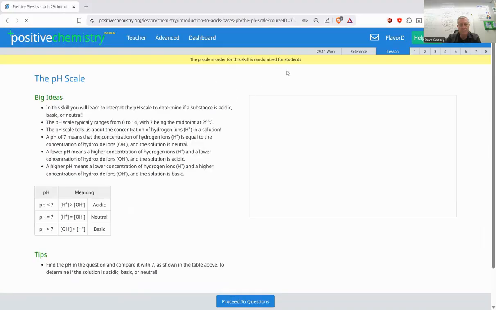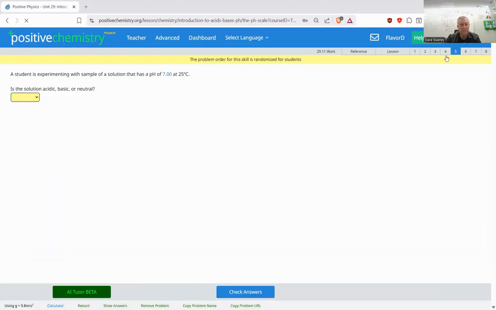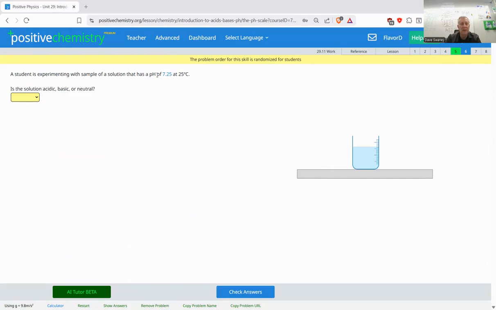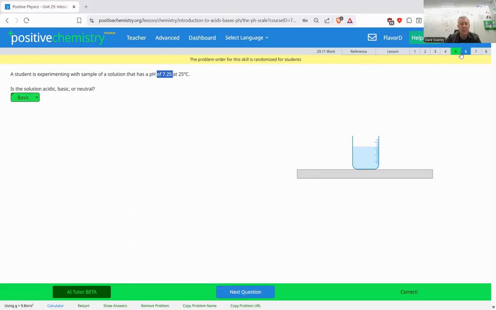pH scale. So it has a pH 7 that is at 25 Celsius, that is dead neutral. Let's go to the next one. 7.25 is over 7, that is into the basic range.